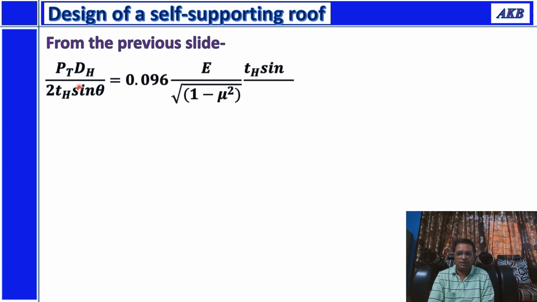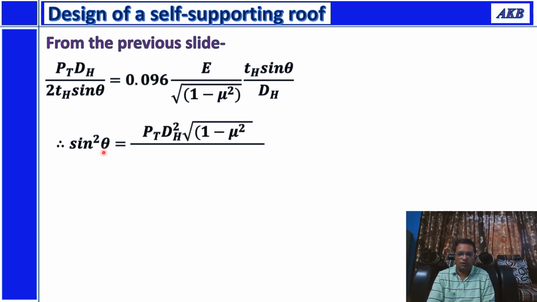Pt into dH divided by 2 into Th into sin theta is equal to 0.096 into E upon under root of 1 minus mu square into Th into sin theta divided by dH. So we are going to get an equation for sin theta. Let us get the equation for sin theta. After rearrangement, you get this equation.